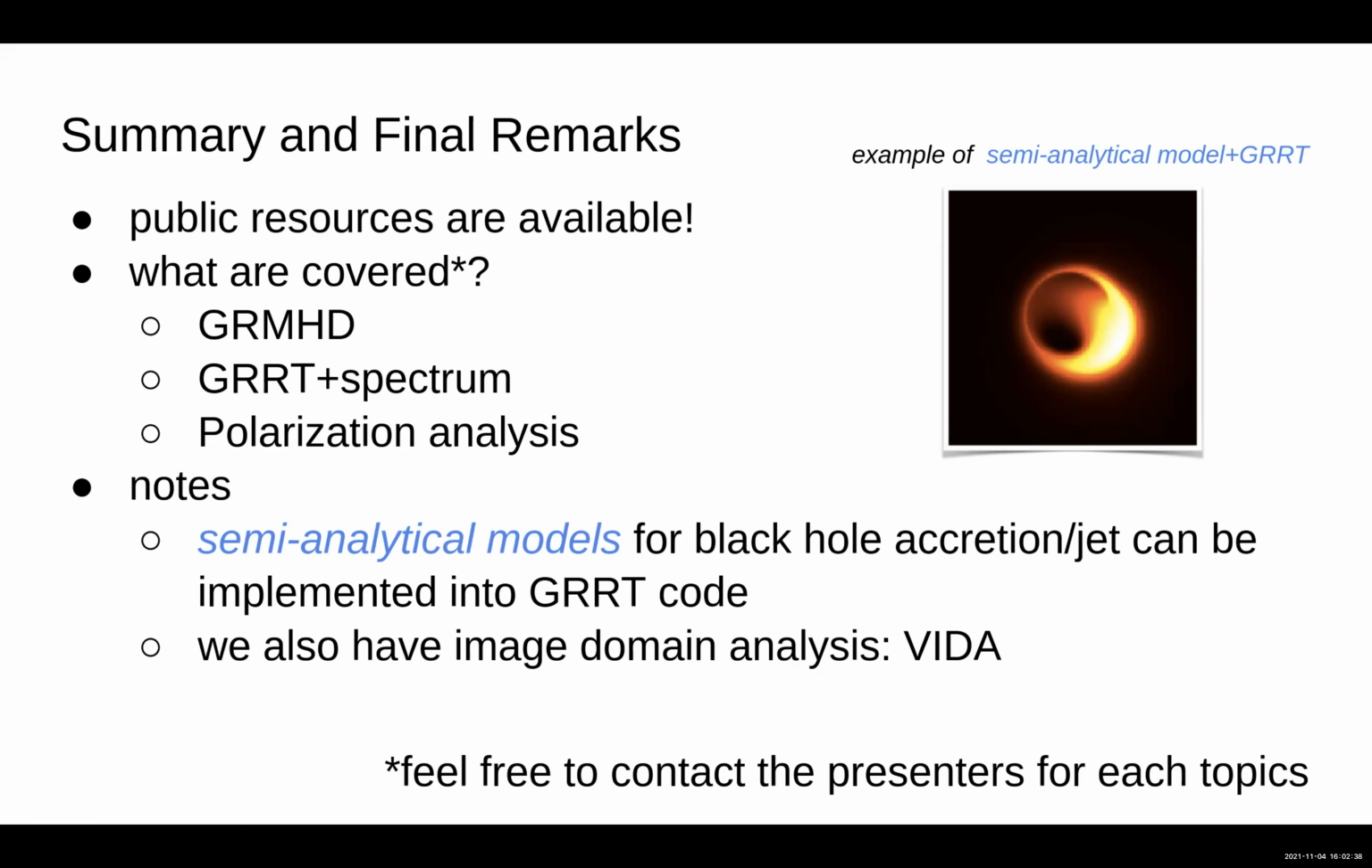Also, we did not mention that there are semi-analytic models for black hole accretion flow, so you can just replace the GRMHD fluid step with a semi-analytic model, and kind of say, well, we expect the average state to look like this. So what does it look like? What does an image look like if we use this analytic model? Also, just another plug for VIDA, which is another kind of image analysis thing, and Paul talked about that in the last section.